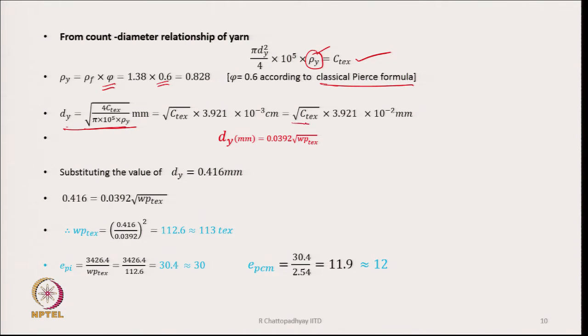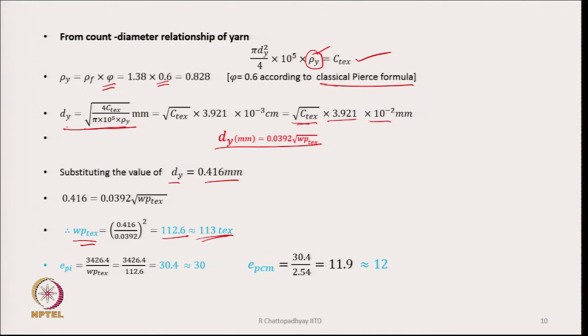From there we can say that diameter is root over c x count of yarn, 3.921 into the power minus 2. So, this gives you the diameter of the yarn as 0.0392 root over warp count in text. Now, if we substitute the value of diameter of the yarn which we found out earlier, we can find out the count of yarn in text, and this gives a figure which is 112.6. So, we can choose a value either 112 or 113, that is going to be the yarn count.